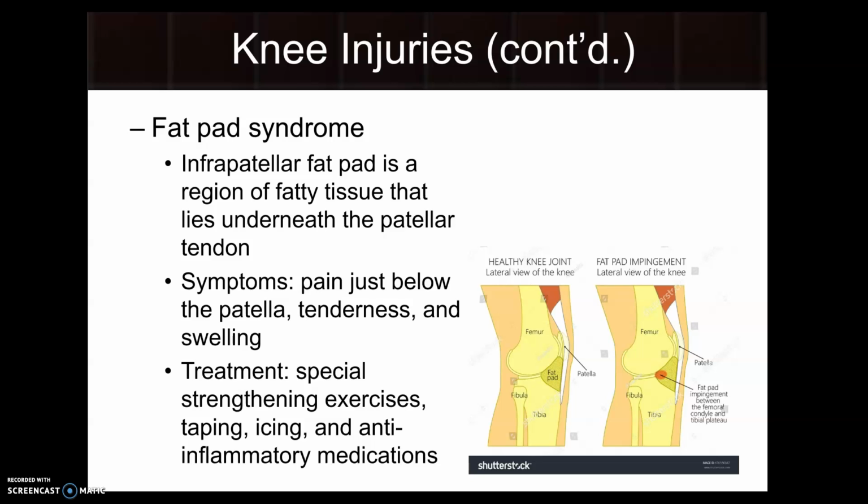Fat pad syndrome, injury number 3. There's an infrapatellar fat pad. It helps with tracking of the patellar tendon in, again, flexion and extension. Symptoms include pain just below the patella, tenderness and swelling. So there's special considerations for fat pad syndrome, or a catching of the fat pad. And exercise, taping, icing, anti-inflammatory medications are useful treatment for fat pad syndrome.